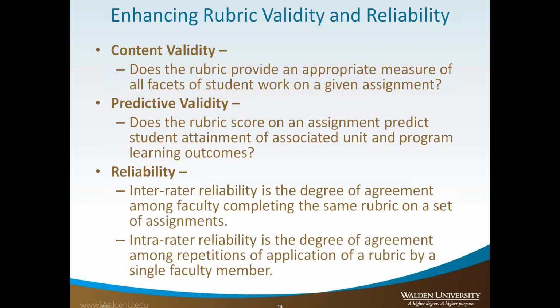In addition to the items I've just talked about, we're also very concerned about rubric validity and reliability. In particular, we're interested in content validity, which is the extent to which the rubric provides an appropriate measure of all facets of student work on any given assignment. Predictive validity is whether the rubric score on an assignment predicts student attainment of associated unit and program learning outcomes. And for reliability, there are two kinds we're primarily interested in. Inter-rater reliability, which is the degree of agreement among faculty completing the same rubric on a set of assignments. That's what we're taking a look at today. And intra-rater reliability is the degree of agreement among repetitions of application of a rubric by a single faculty member.